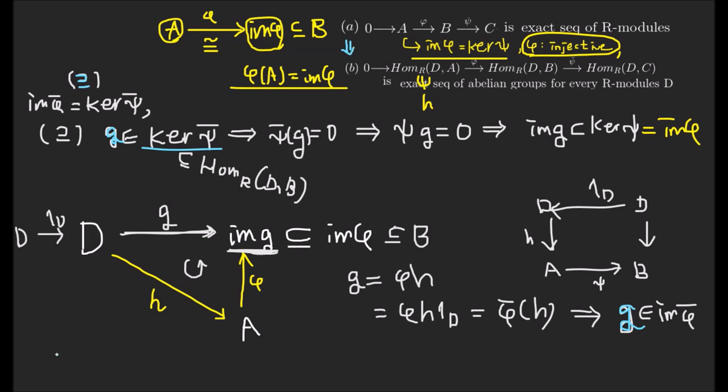From the same principle, we can deduce B to A, but I omit this proof. Also similarly, using the condition from B, in this case, image bar phi is injective. This is injective, and the exact sequence condition, image bar phi is equal to kernel. Using this condition, we can also deduce from statement A.